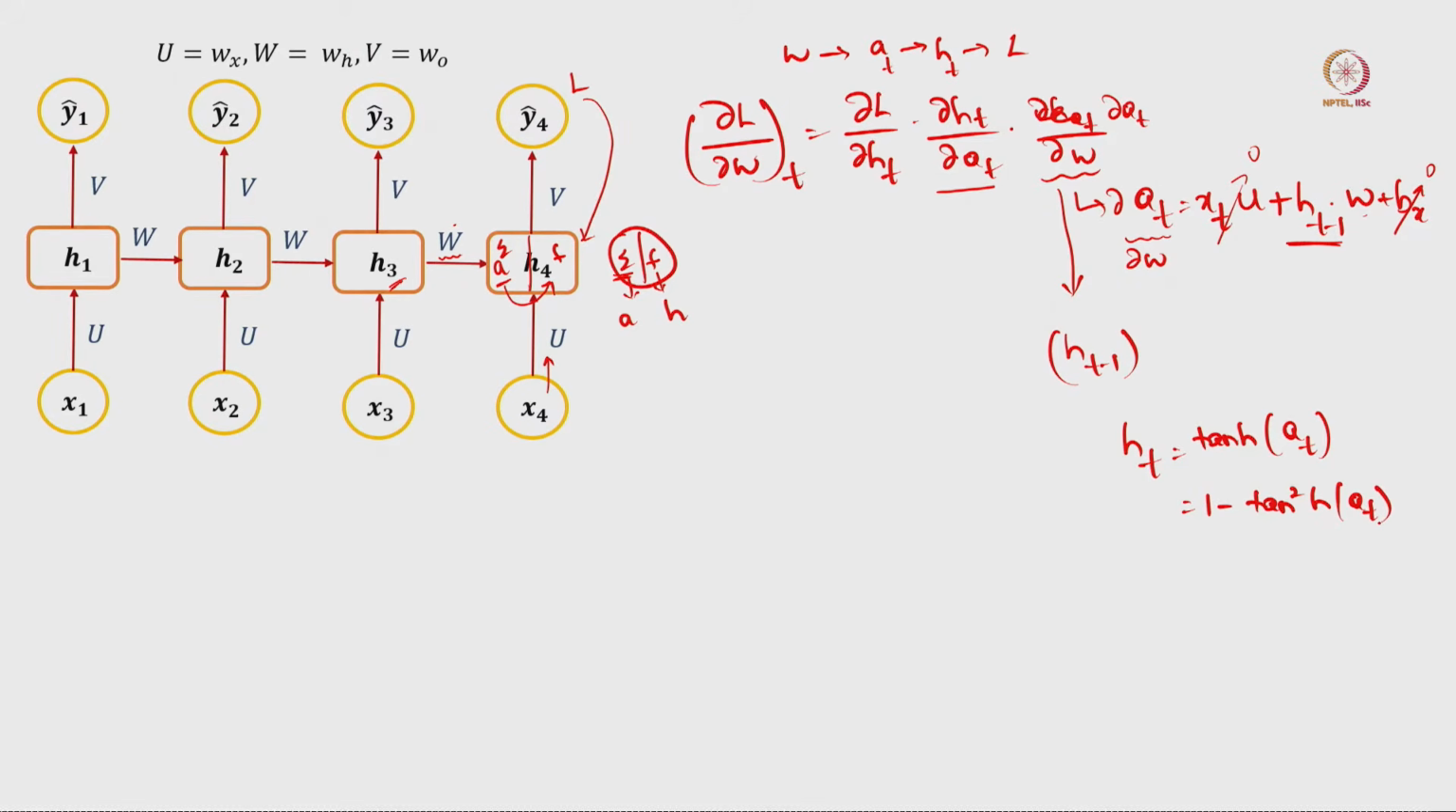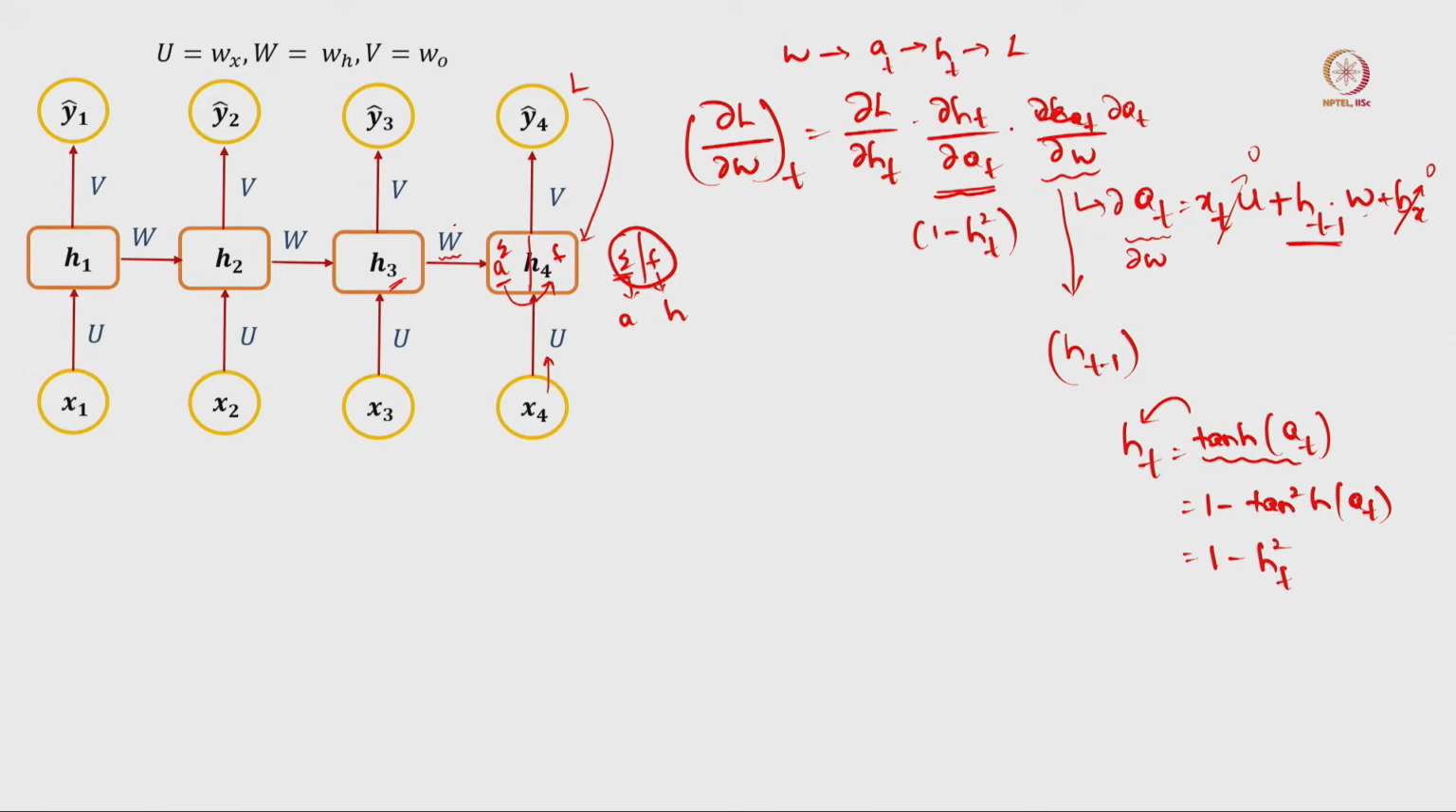The derivative of tanh is 1 minus tanh square. So if this entire term is assigned to Ht, then it is 1 minus Ht square. This is the answer. If tanh of AT is assigned to Ht, then tanh square of AT becomes Ht square. So this term's value is 1 minus Ht square. I hope it is clear to you. So far we are clear up till this point.